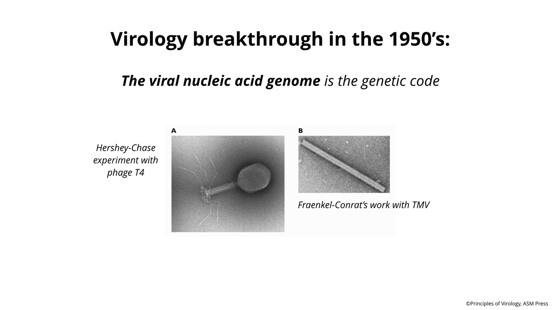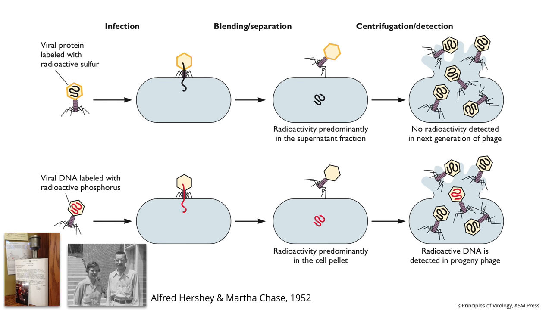It's very easy. And on the right is the Fraenkel-Conrat experiment with tobacco mosaic virus, that rod-shaped virus. Remember, the first virus to be identified. It turns out that this virus is going to be used over and over again in seminal discoveries in virology. First virus discovered. Now we're going to see how investigators used it to prove that the RNA inside of it is the genetic material. Okay, Hershey-Chase, first of all.